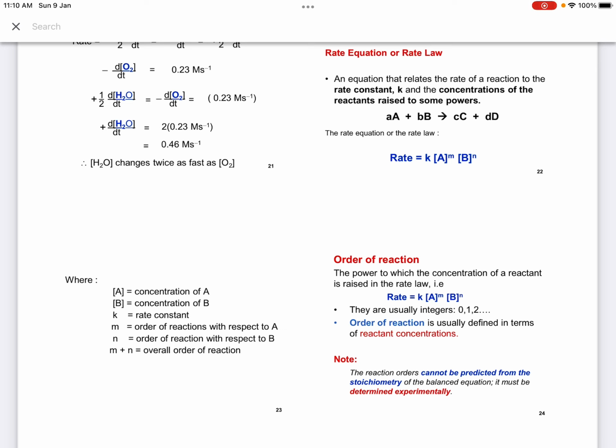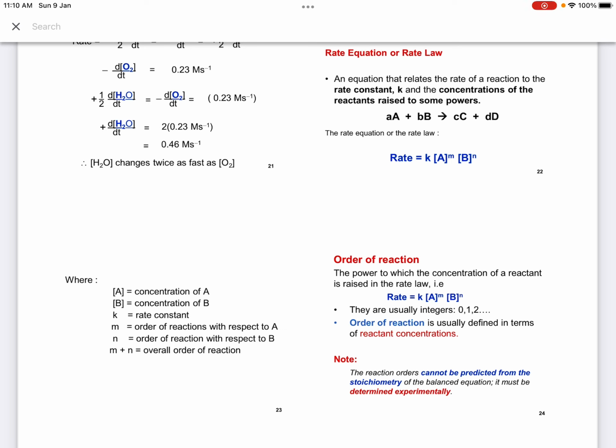Now, what is order of reaction? The power to which the concentration of a reactant is raised in the rate law is known as the order of reaction. Normally, they are positive integers: 0, 1, 2. Sometimes they can be fractions, like 1 over 2, 3 over 2, and so on. Order of reaction is usually defined in terms of reactant concentration, so normally it refers to the reactant. The reaction orders cannot be predicted from the stoichiometry of the balanced equation.